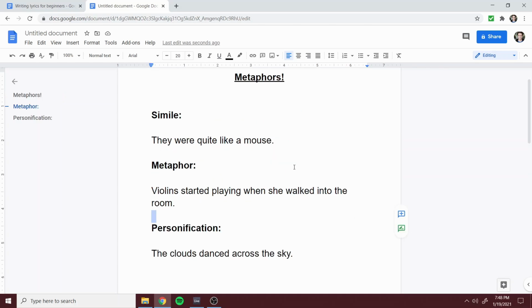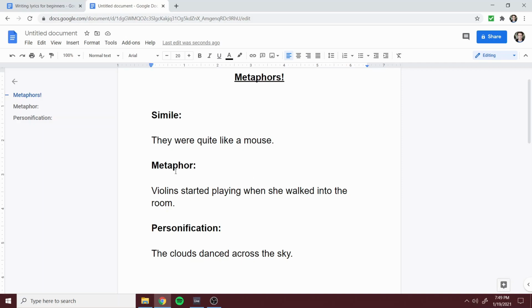Alright guys, so next I want to talk about similes, metaphors, and personification. You guys probably know what these are, but just to review. A simile is basically where you explain what someone or something is. Here I have, "they were quiet like a mouse," and so "like" shows that it's a simile. It's not saying that they are something, it's saying that they're acting like that something.